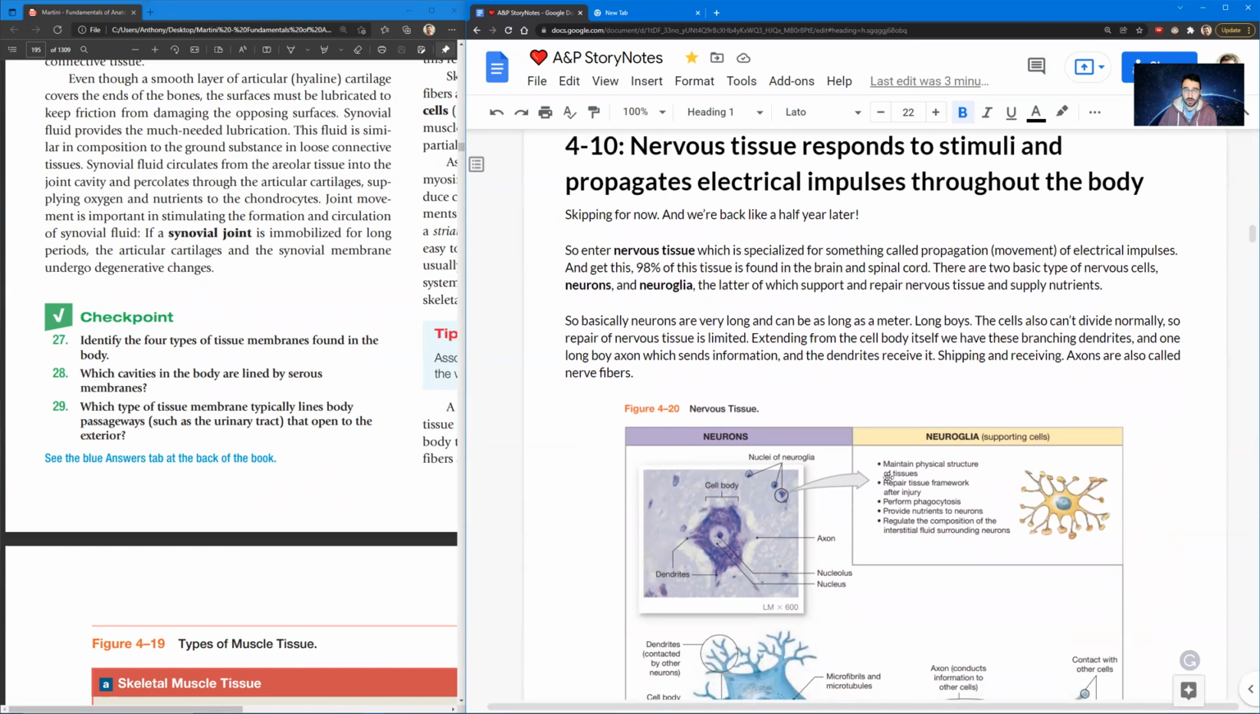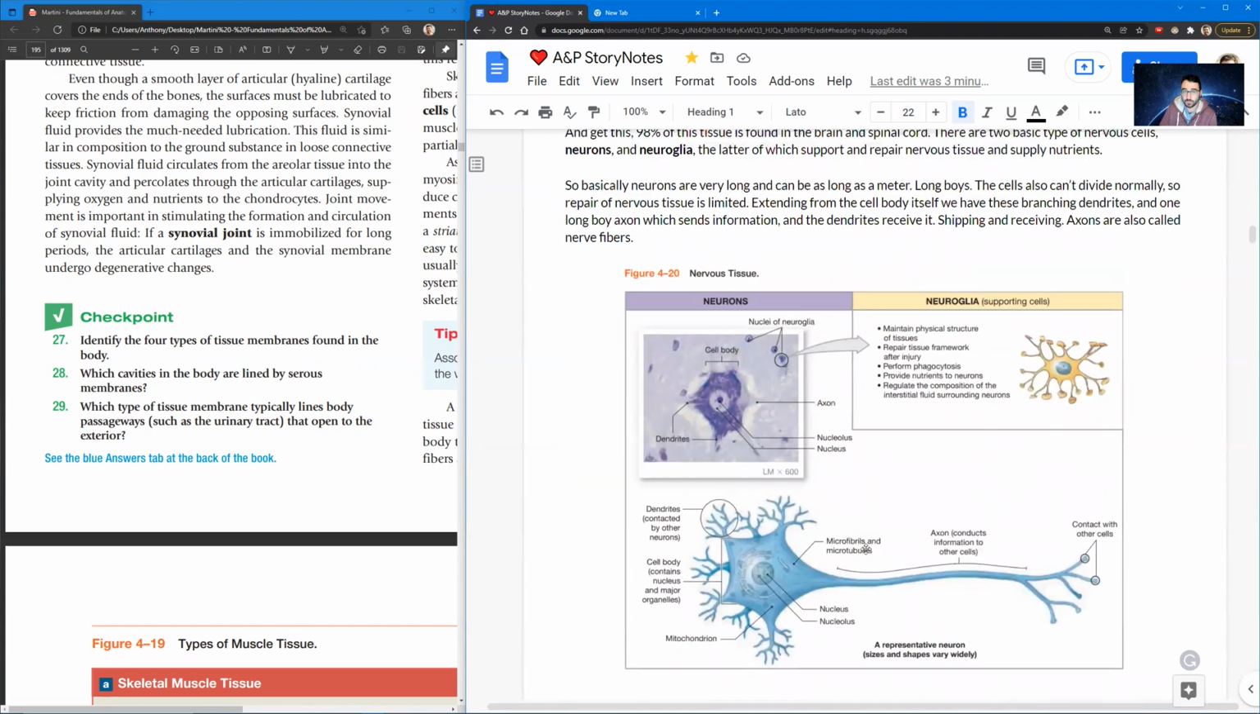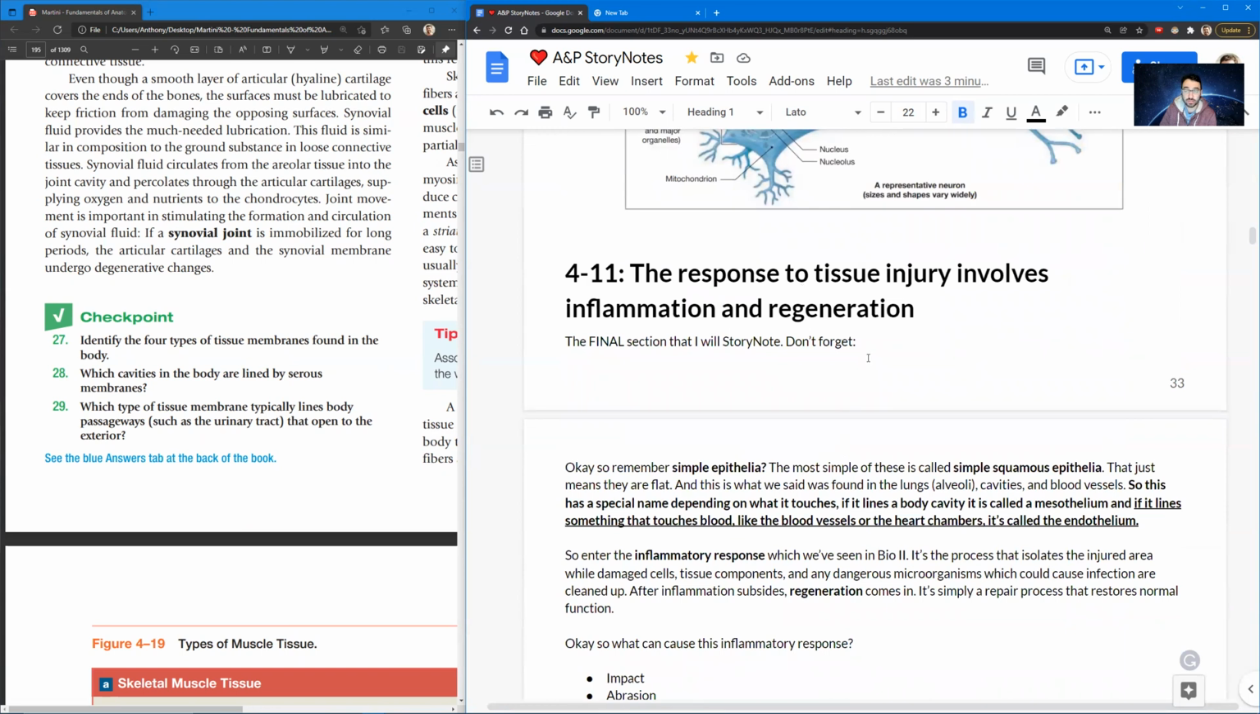All right. Neurons are very, very long, and they can be as long as a meter. Their cells cannot divide normally, so repair of nervous tissue is limited. Extending from the cell body itself, we have these branching dendrites and one long axon, which sends that information, and then the dendrites on the receiving cell will receive it. All right. Axons are also called nerve fibers. And here is a picture here. So that's it. We'll learn a lot more about nervous tissue later on. The response to injury of this tissue involves 2 things: inflammation and regeneration.